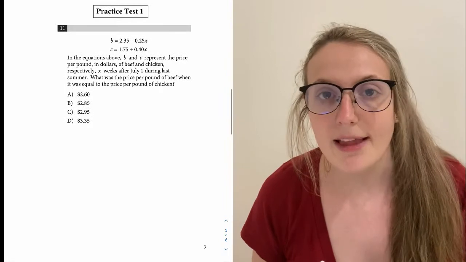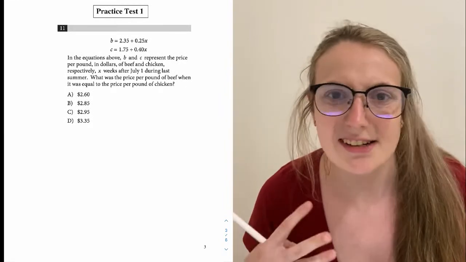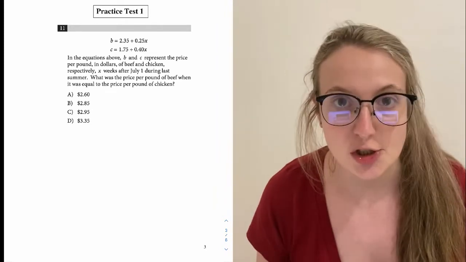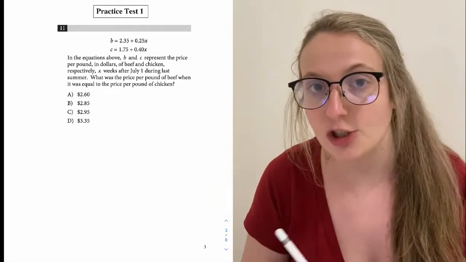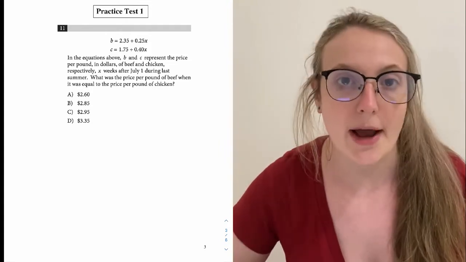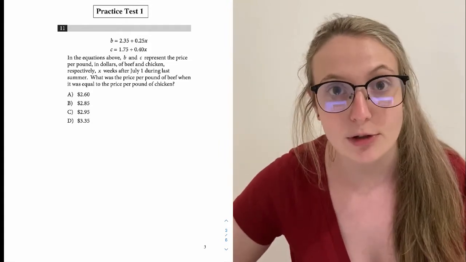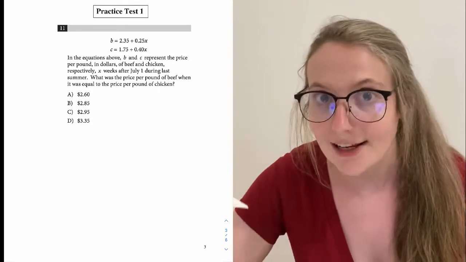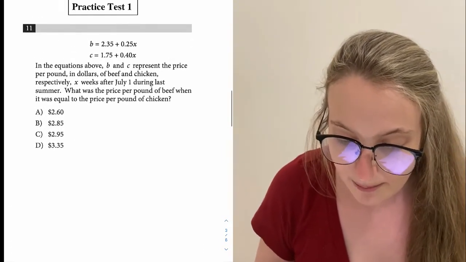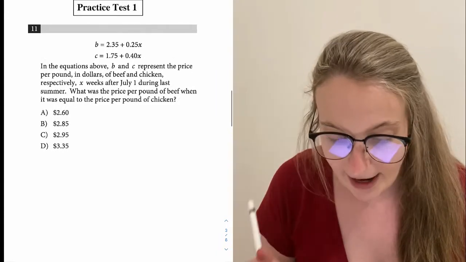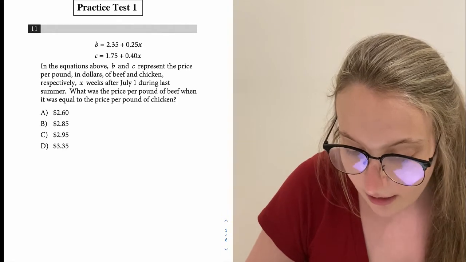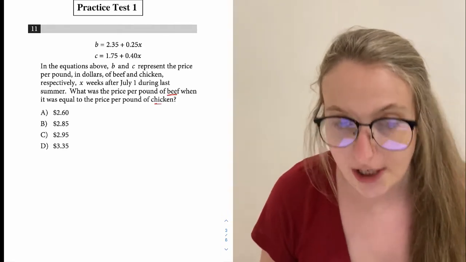Alrighty, number 11 is a little bit different, but still the same kind of idea applies. This kind of reminds me of in substitution when we said we had 2 equations where it was y equals something and y equaled something else. We could go ahead and set those 2 things that y was equal to each other. That's exactly what this question is asking. So they tell us here that B and C represent the price per pound of beef and chicken. They ask us what was the price when the beef was equal to the chicken's price.